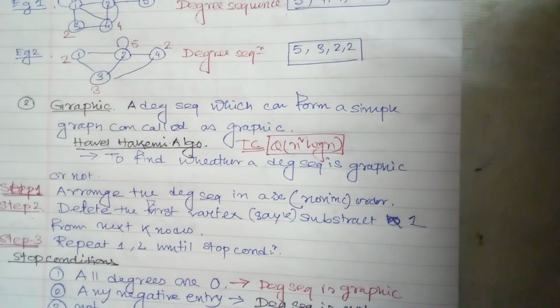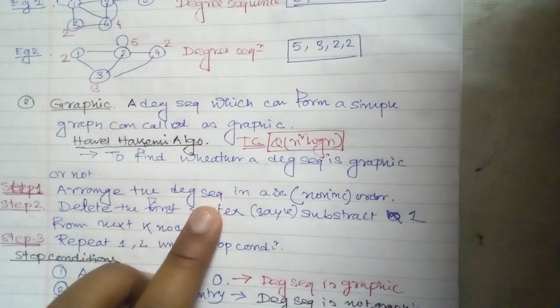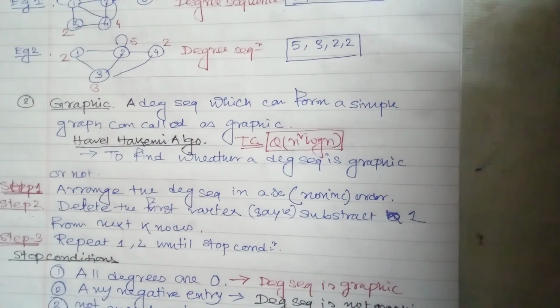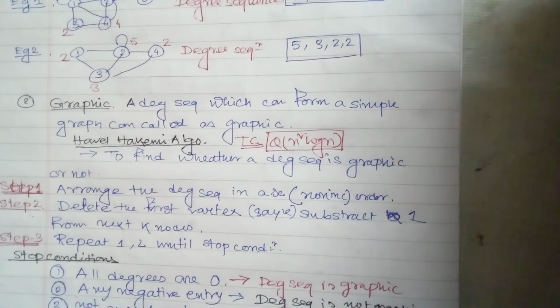For those who have studied it already: in the first step we are arranging, so we apply a sorting algorithm, that is n log n. And in the worst case, we go through n vertices and subtract 1, so that is n times. So the total time complexity is n into n log n, that is n square log n.